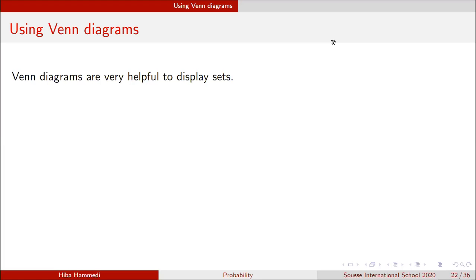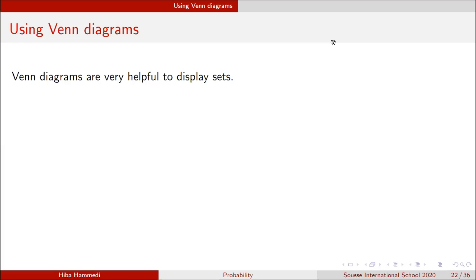We saw previously how to calculate simple probabilities and simple events. And in this lesson, we will see how to calculate the probability of two events happening at the same time. A very helpful way to see the outcomes of two events happening at the same time is to present the outcomes using Venn diagrams.